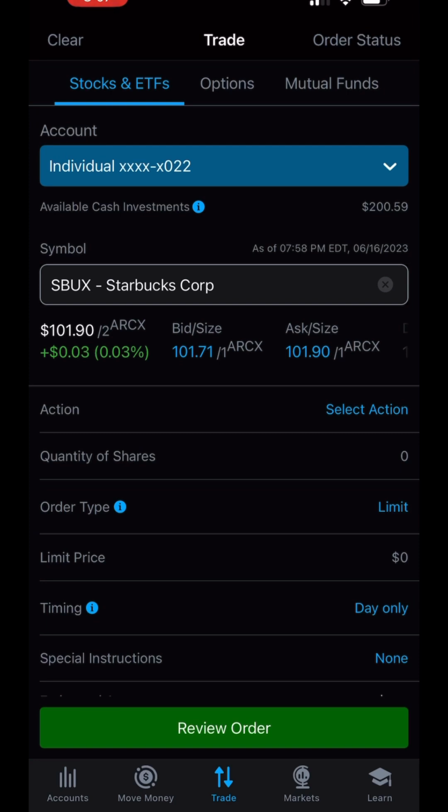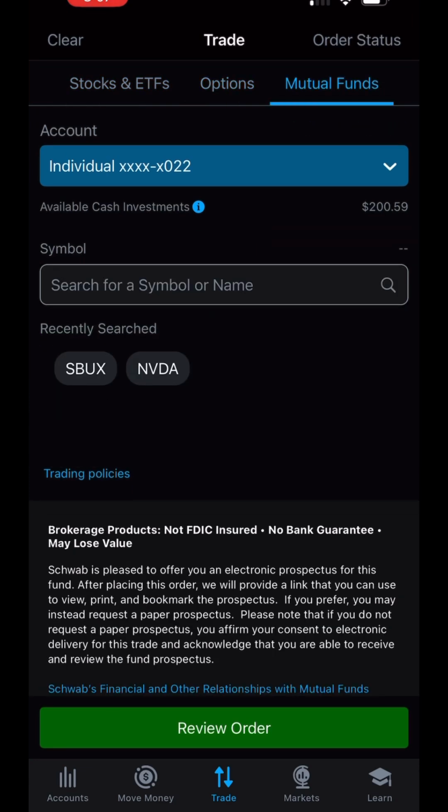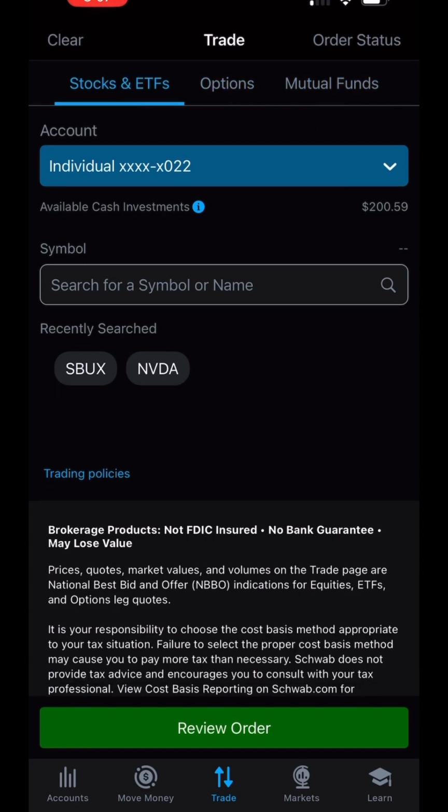I haven't really traded on this. I use more the Robinhood account. I just like that one in particular. You can trade options in here. Apparently, you can also get into mutual funds, options, stocks, and ETFs, and then place an order basically here to trade stocks.